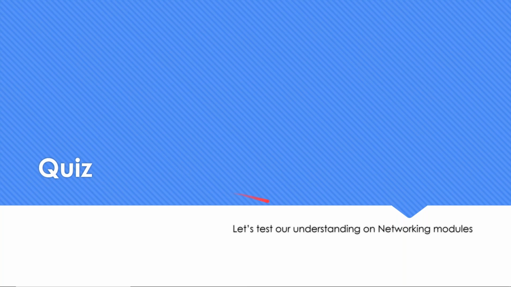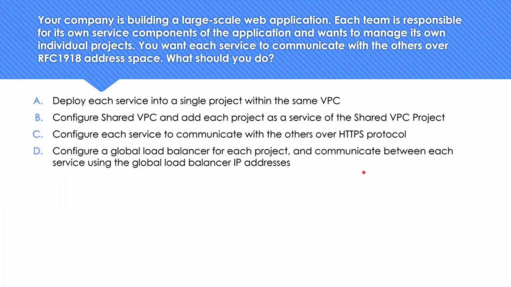So the first question is, your company is building a large scale web application. Each team is responsible for its own service component. So one team does the back end, one team does the middle tier, one team does the front end application, one team does the machine learning component. So they have different departments, different teams.